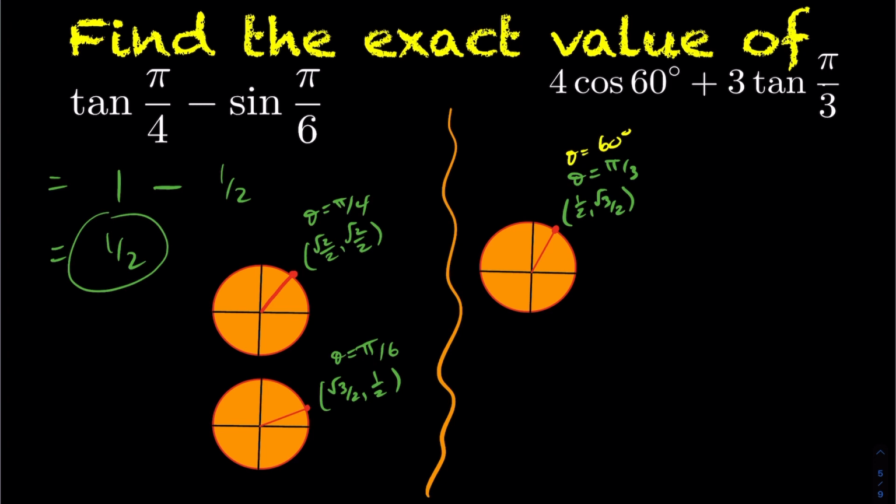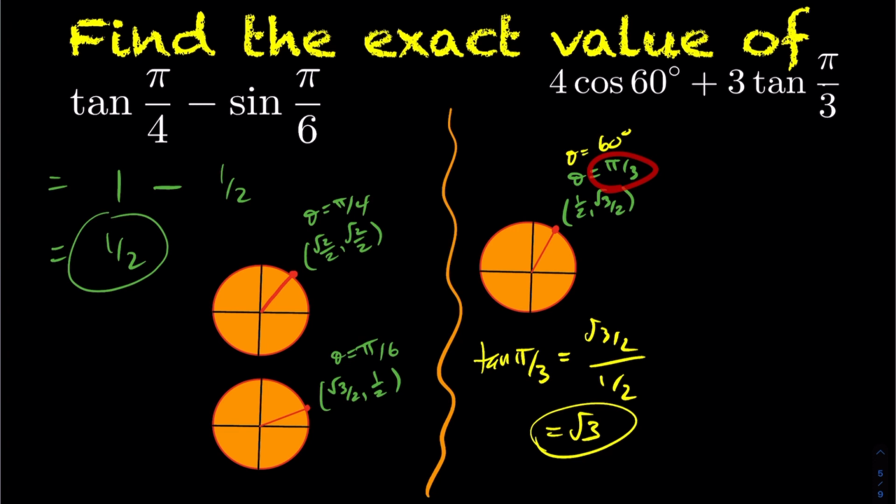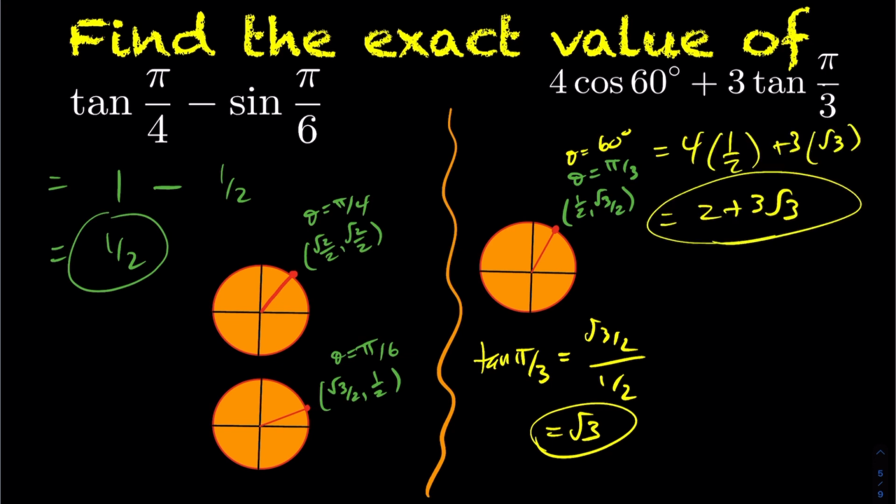So to find what the tan of pi over 3 is, we take our root 3 over 2 and divide that by 1/2. That simplifies to just root 3. So the tan of pi over 3 is root 3, and it turns out that pi over 3 in radian measure is equal to 60 degrees. So when I'm looking for the cos of 60 degrees, that's just going to be 1/2. It's going to be my first coordinate here. Plugging everything in, we end up getting 2 plus 3 root 3 for our simplified expression.